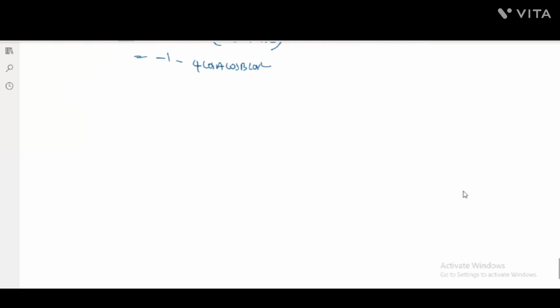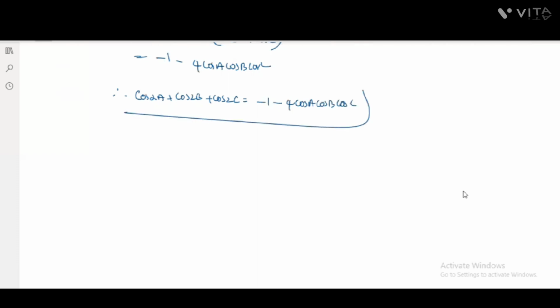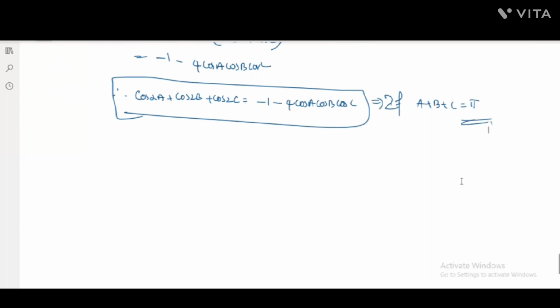Therefore cos 2a plus cos 2b plus cos 2c is equal to minus 1 minus 4 cos a cos b cos c, if a plus b plus c is equal to 180 or pi. So this is the way we will use the conditional trigonometry. When they are given 180 degrees, it's not a problem. And here we are having the angles like 2a, 2b, 2c, multiple angles.